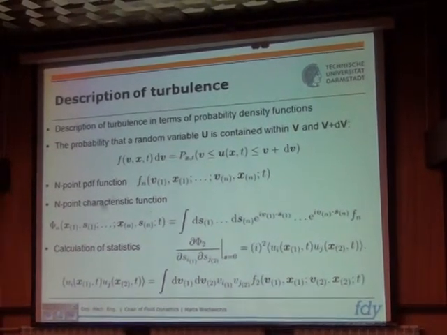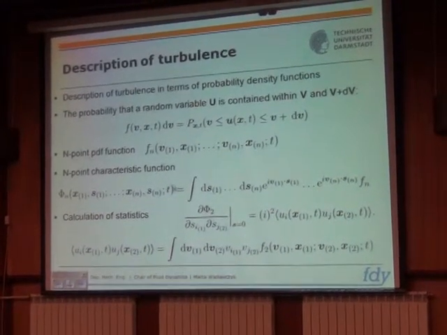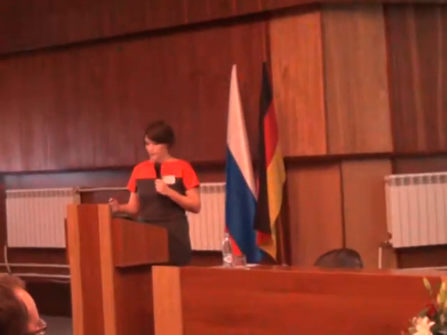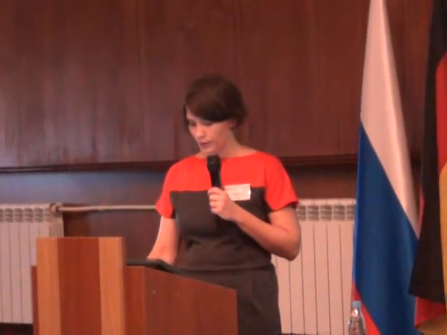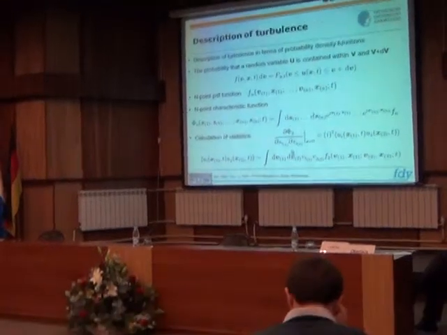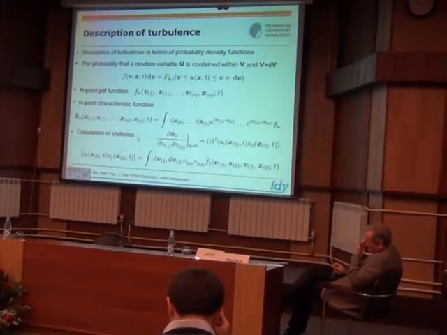Alternatively, we can use the idea of the characteristic function, which is defined as an inverse Fourier transform of the PDF. And if we know either the characteristic function or the PDF, we can calculate statistics either by differentiation of the characteristic function at the origin or by integration of the PDF. So these are two alternative ways.